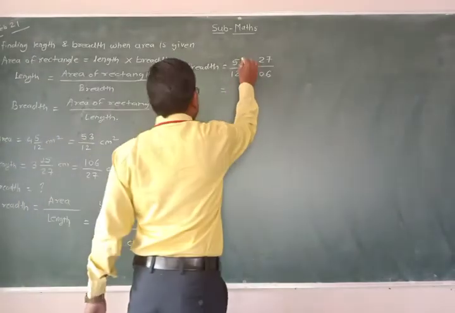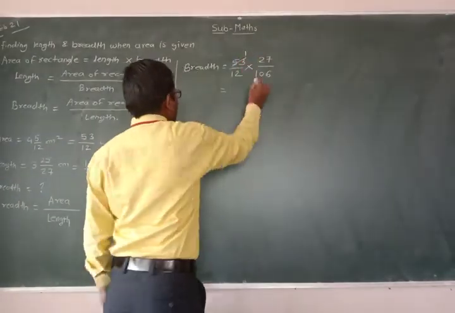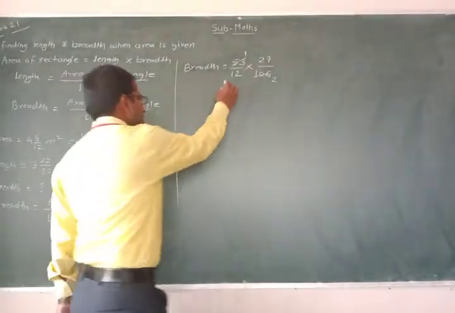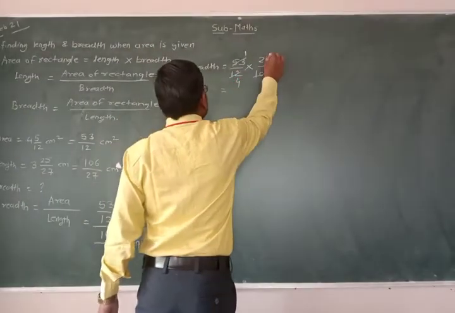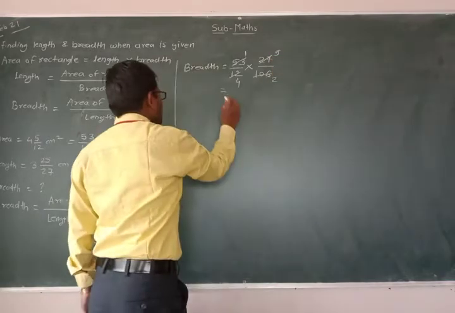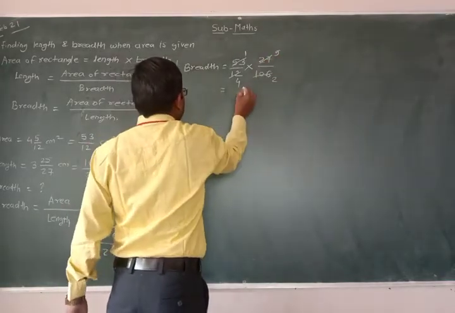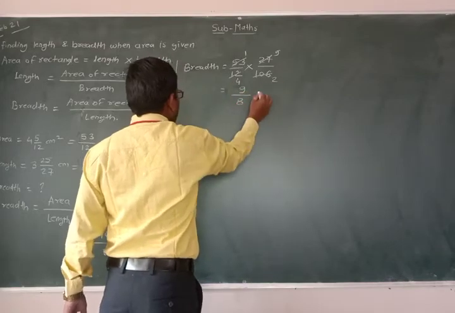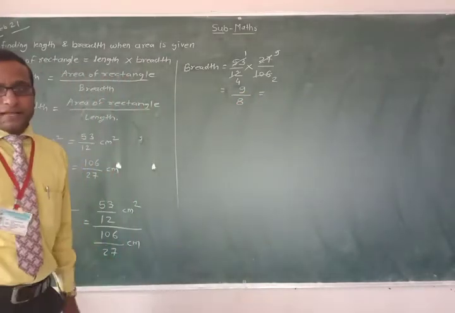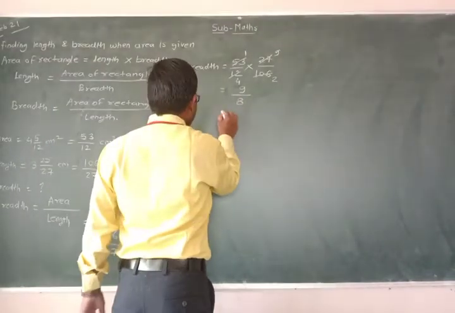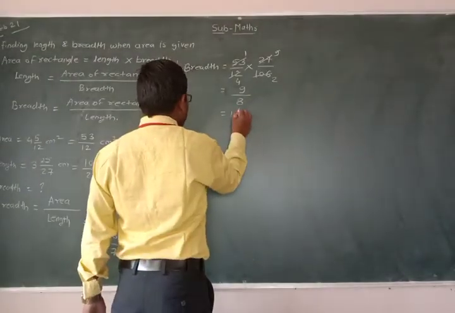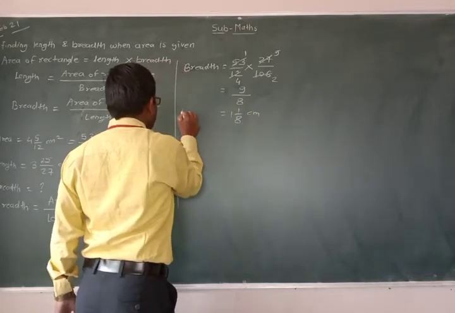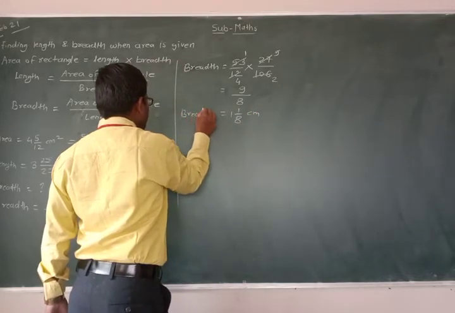Then you simplify. 53 1s are 53, 53 2s are 106. 3 4s are 12, 3 9s are 27. So your answer here is 9 upon 8. 9 upon 8 converted into mixed fraction: 8 1s are 8, 1 integer 1 upon 8 centimeter. This is the breadth. Understood everyone?